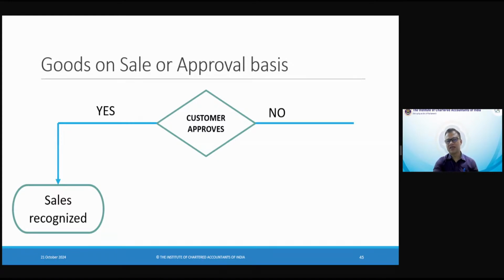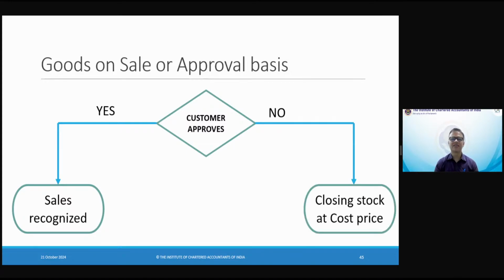Now what happens if the customer doesn't approve it? Say the customer takes 70 and 30 are returned. This 30 is nothing but the closing stock at the cost price. So it is treated as closing stock at the cost price, because whatever is approved is recognized as a sale, and whatever is not approved is not recognized as a sale. So this is the way goods on sale or approval basis are treated.